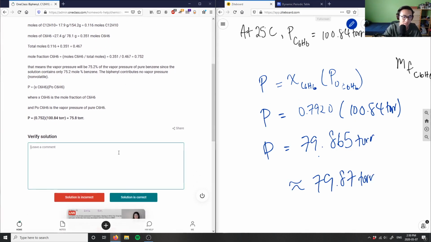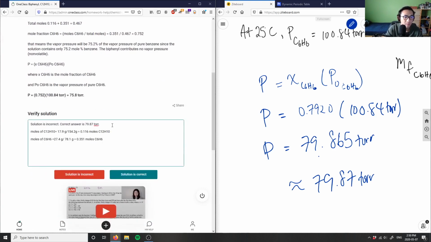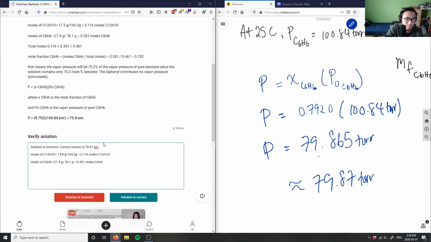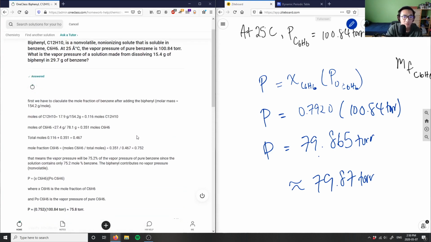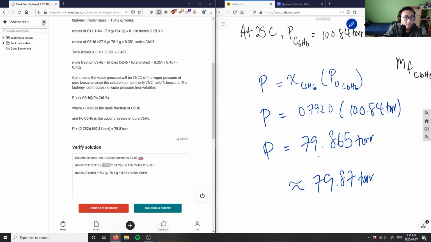So I'm going to say here the solution is incorrect because they messed up the first part. The correct answer is 79.87 torr, and the reason why is that they messed up this part here. So I'm going to copy and paste it. It was supposed to be 15.4 here, and then resolved in 29.7. I don't know if I can bold this. Nope, I can't bold this.